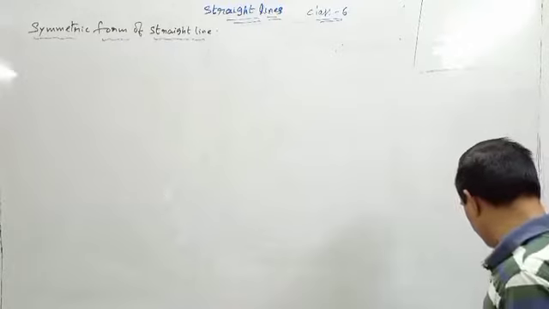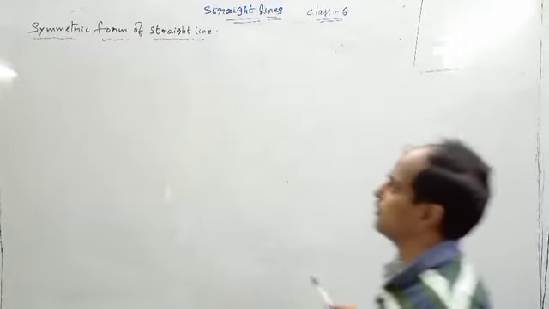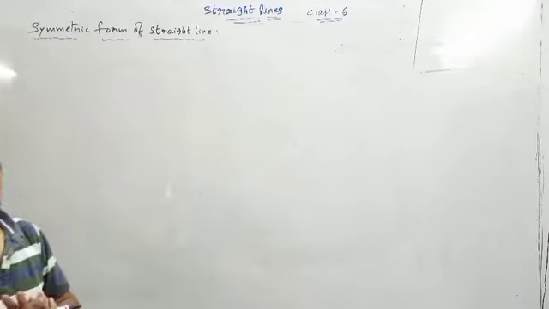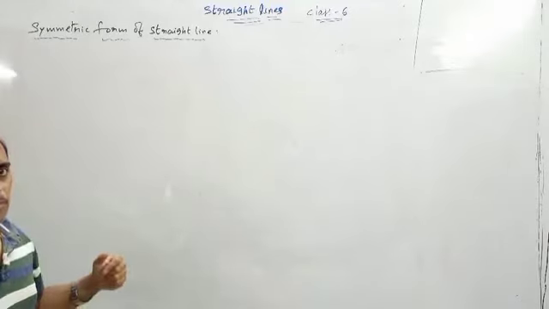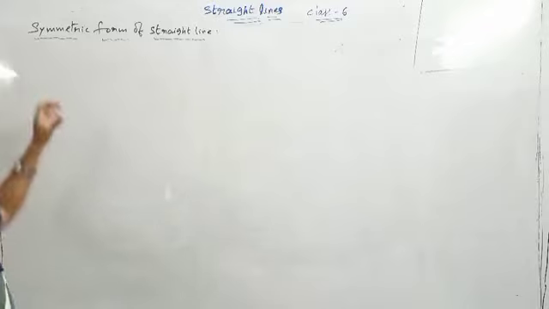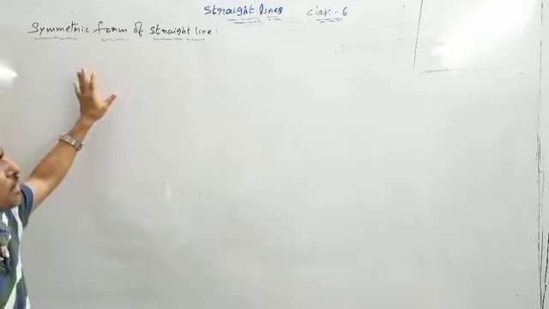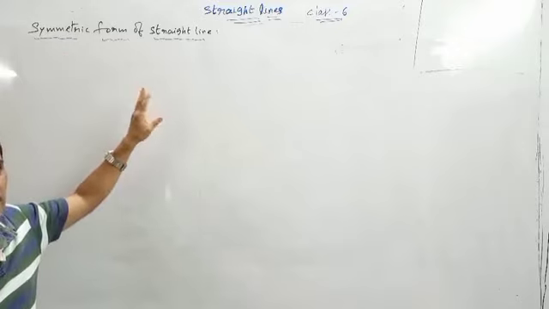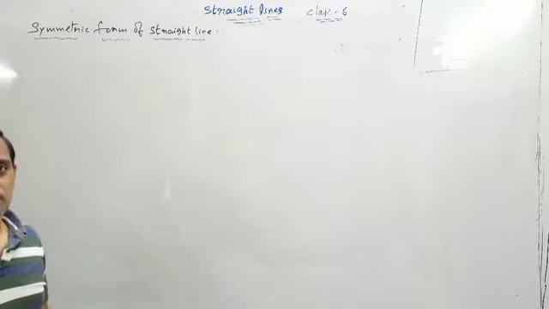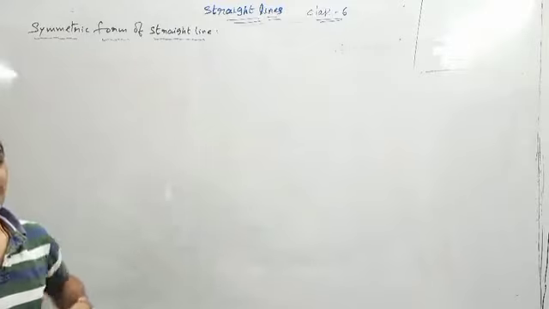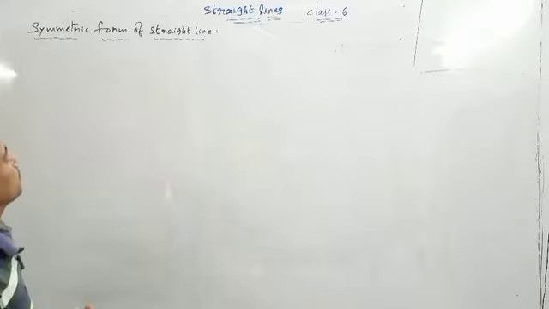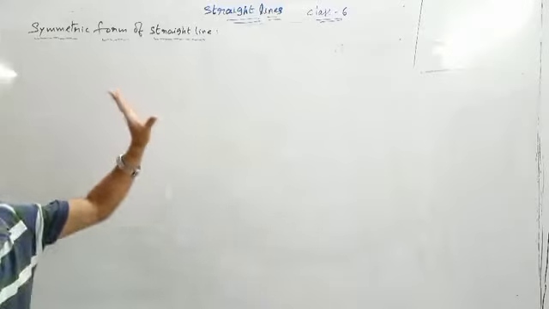Now, today we are here in the Straight Lines class 6. Today's class also has some important concepts I am going to discuss. The first one is not that important, so just take it easy. This is the symmetric form of a straight line. There is no use for this one, except that it will be used for another proof. Okay. Now, the symmetric form of a straight line.